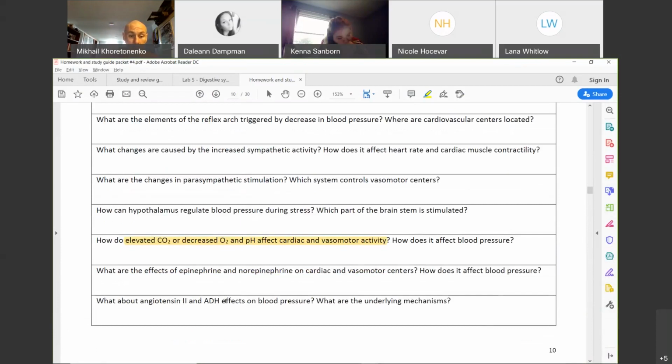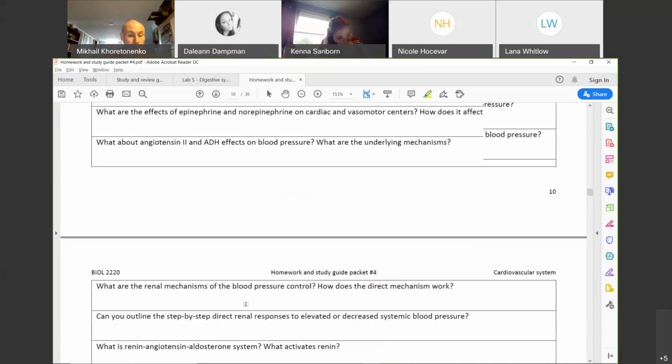Angiotensin 2 and ADH effects. Both of them, angiotensin 2 and antidiuretic hormone, increase blood pressure through two mechanisms. Angiotensin 2 can stimulate aldosterone release, which will increase the retention of sodium, which will increase the retention of water, increase blood volume and blood pressure. Also, angiotensin 2 leads to vasoconstriction. ADH can increase the water retention, increasing blood volume, and can also increase vasoconstriction. So those are two underlying mechanisms.